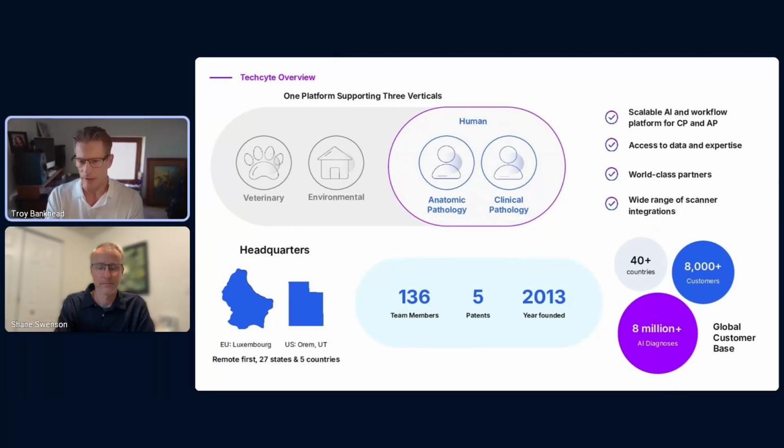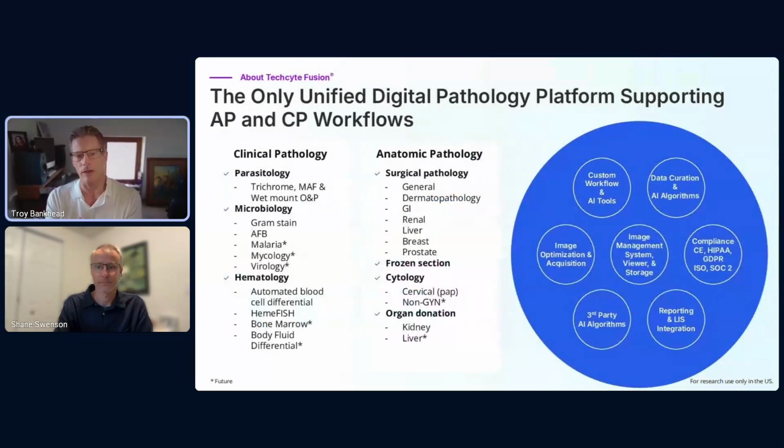As a company, we are just approaching 140 team members. We're headquartered in Orem, Utah, and our European offices are located in Luxembourg. We are present in over 40 countries. We've got over 8,000 customers, and to date, and the number keeps growing, we have performed over 8 million AI diagnoses. As a company, we are the only unified digital pathology platform that supports both anatomic and clinical pathology workflows.